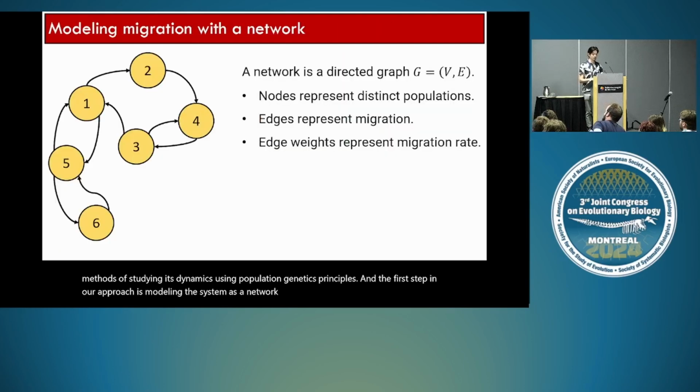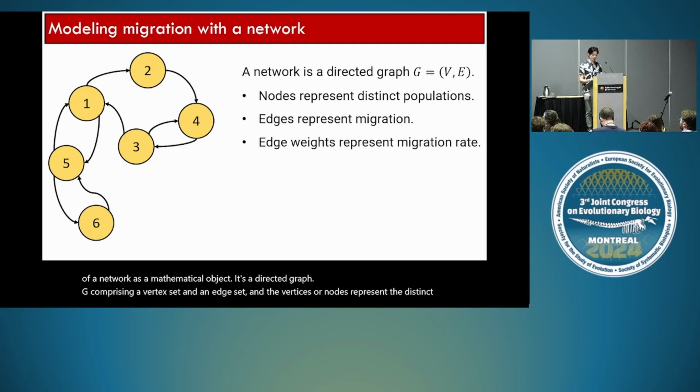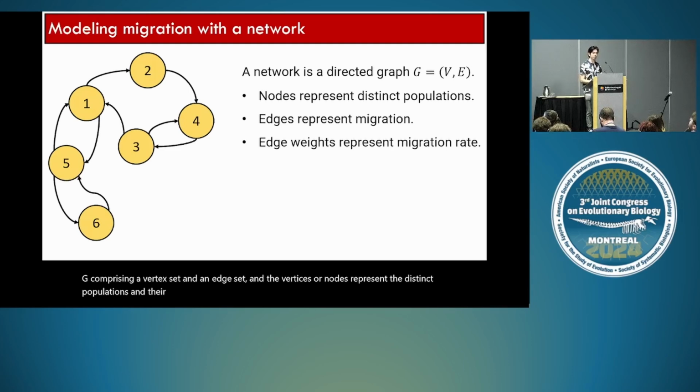And to do this, we consider the definition of a network as a mathematical object. It's a directed graph, G, comprising a vertex set and an edge set. And the vertices, or nodes, represent the distinct populations. And the edges represent migration in the direction of the edge, and the edge weight defines the migration rate. And so here we see a simple network with 6 subpopulations in their respective edges, just as an example. And we can use this network to study how different processes affect population diversity.